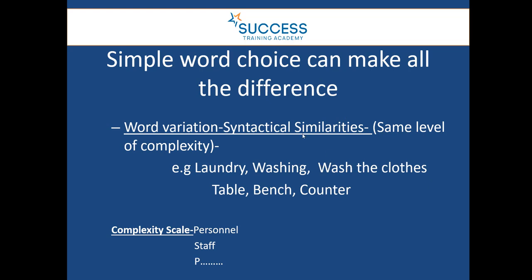So the first thing we want to do is be able to vary our syntactic delivery. What I mean by that is we want to be able to go laterally across the line and prevent misunderstandings by presenting different words for the same concept. So we've got laundry, washing, wash the clothes, and we've got table, bench, counter. All of these words pretty much mean the same thing.